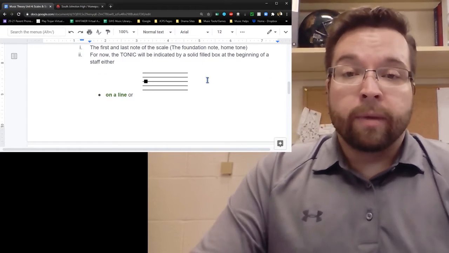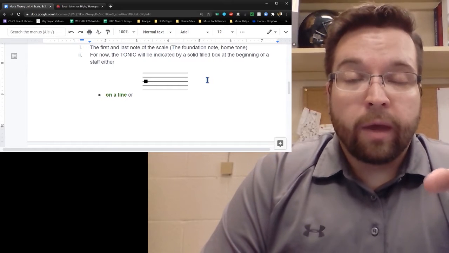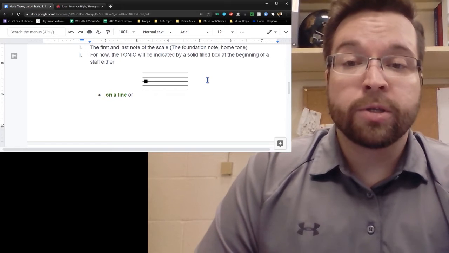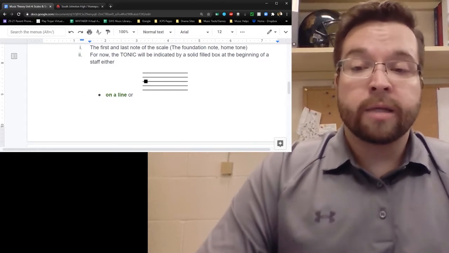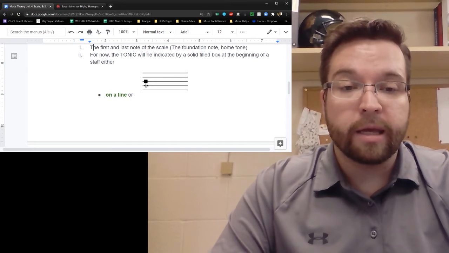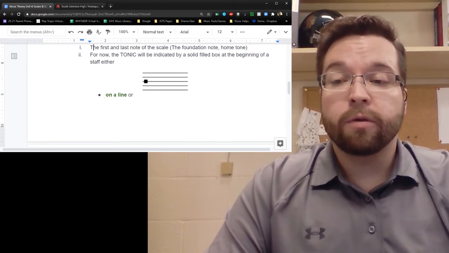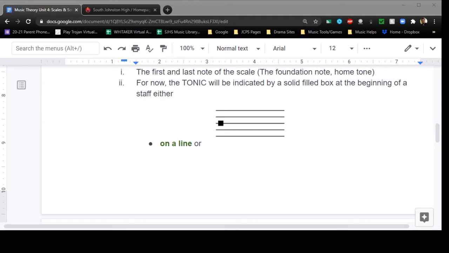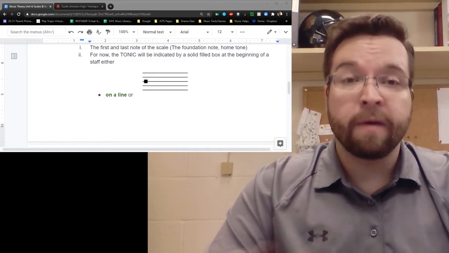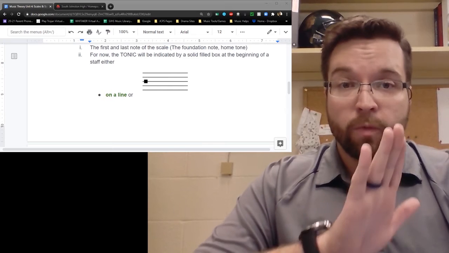For now, there are some other applications or extensions of reading a staff, but for right now, we're going to start by indicating that our tonic is a solid black box. It'll be at the beginning of the staff. If you're a little bit ahead in music and you understand the concept of the treble and bass clef, don't worry about that right now. We'll get to that later.